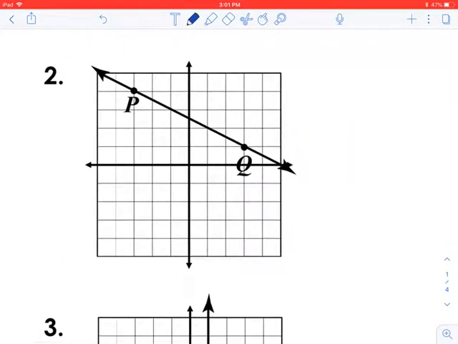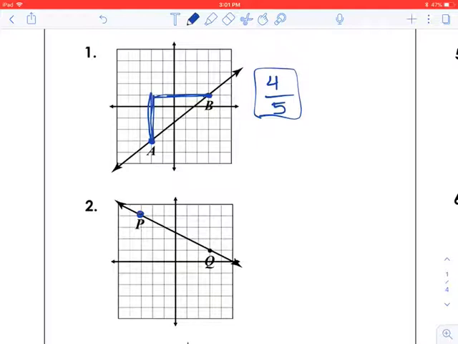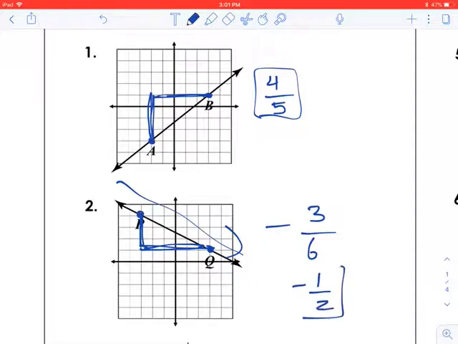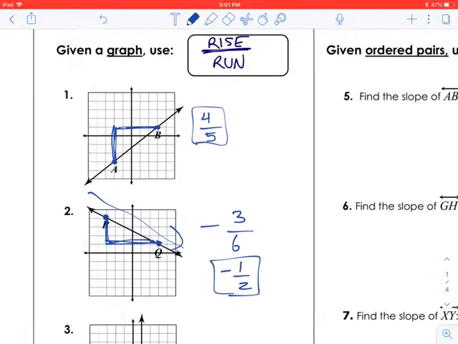So same thing for number 2. It's going to be from here to here. So right here I've got up and down 3. So rise is 3. And then 1, 2, 3, 4, 5, 6. And again, before I figure out what the reduced fraction is, it's going down from left to right. So it's negative. And then obviously 3 over 6 reduces to 1 over 2. And so negative 1 over 2 is my slope.